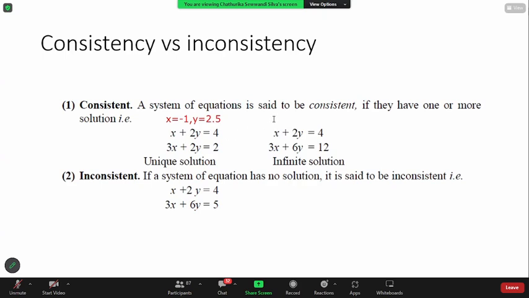Now students, tell me for these two equations, x plus 2y is equal to 4 and 3x plus 6y is equal to 12, what is x and what is y?